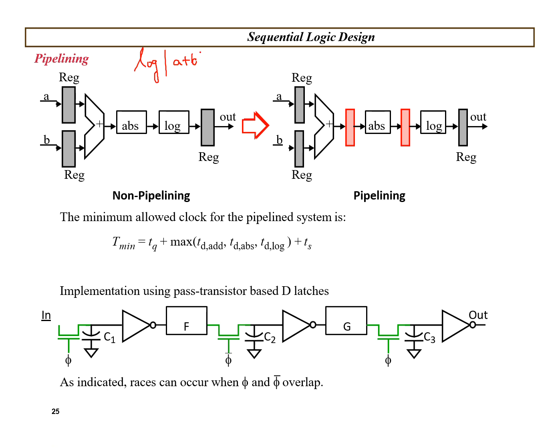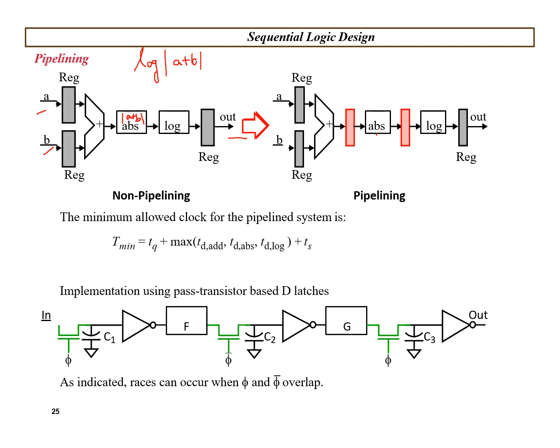I need to get inputs A and B, and these inputs are stored in a register. Once they are stored in the register, we can perform the addition operation. And we need to perform an absolute, that is the modulus of A plus B operation. Then we need to perform log of modulus of A plus B, and that is stored in the register and we get the output. So this is the basic architecture without pipelining to perform the operation of log of modulus of A plus B.